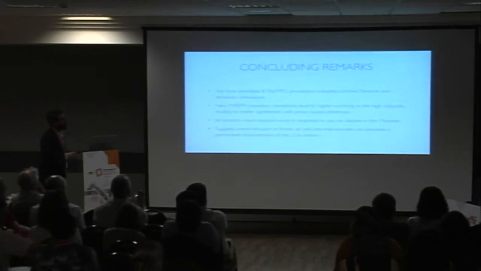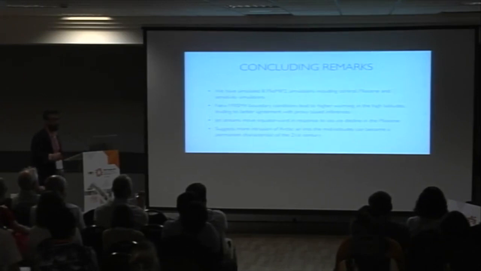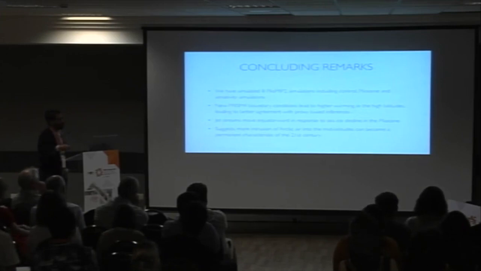So here are my concluding remarks. We have simulated 8 PlioMIP2 simulations. The new PRISM4 boundary conditions in PlioMIP2 lead to better warming in higher latitudes and better agreement with proxy-based inferences. The jet streams are seen to move equatorward in response to ice decline in the Pliocene. This suggests that more intrusion of Arctic air into mid-latitudes can become a permanent characteristic of the 21st century, because these observations that I was showing you before are only for the last couple of decades.